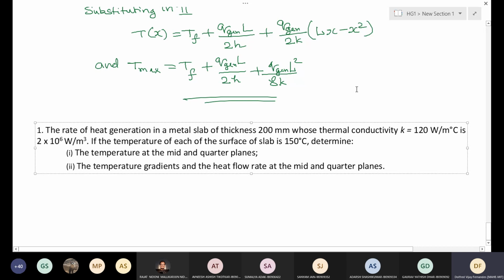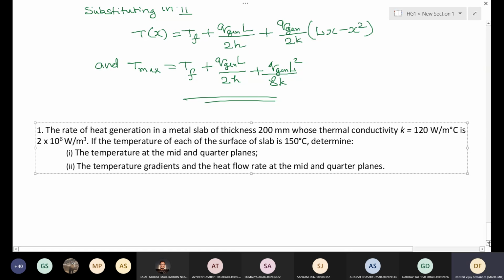So what it says: the rate of heat generation in a metal slab of thickness 200 millimeter and thermal conductivity 120 watt per meter degree centigrade is 2 into 10 to the power 6 watts per meter cube. So thickness of the slab L is given, thermal conductivity K is given, and the heat generation, small q, is given. If the temperature of each surface of the slab is 150 degrees centigrade, determine the temperature at the mid and quarter planes.